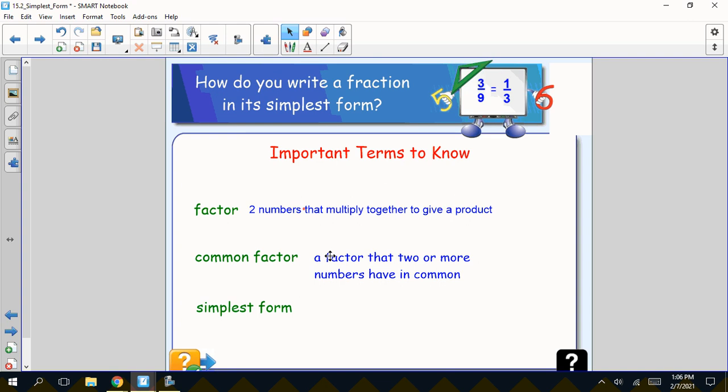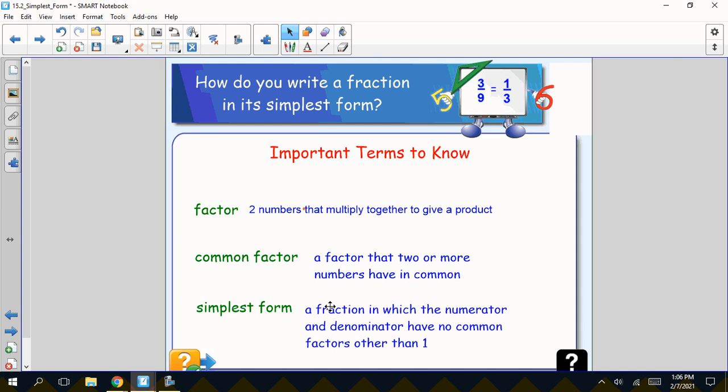Now, simplest form, what is that? The definition of simplest form is just a fraction where the numerator and the denominator only have one common factor. There are no other common factors except one. One is the only number that goes into both the numerator and the denominator.